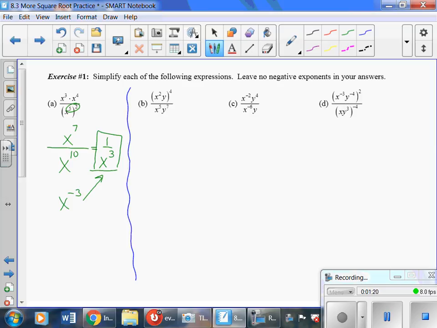So in B, because we have this raised to the fourth power up here in the numerator, you're going to have x to the 2 times 4, which is x to the 8th, y to the 1 times 4, which is 4, divided by x to the 5th, y to the 7th. And now we know we subtract our exponents. So we get 8 minus 5, which is 3. We get 4 minus 7, which is negative 3, which of course they say no negative exponents. So that means we're going to drop that down to the denominator. So you're going to get x to the third over y to the third.